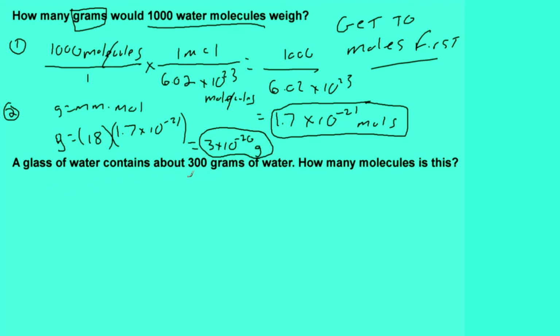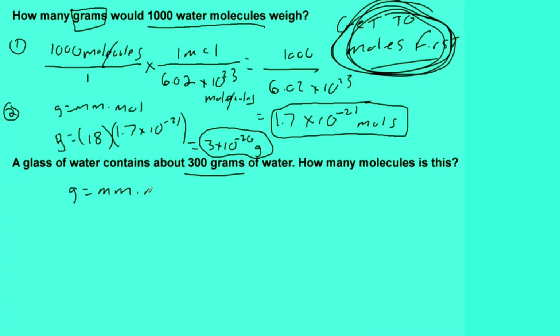We have a glass of water that has 300 grams. It's about a standard glass of water. How many molecules would this be? Okay, it's kind of interesting. 300 grams. Start there. What's the first thing we want to do? Get to moles first. All right, so here's our grams and mole formula. Plug in what you know. 300 grams. The molar mass of water is 18. Solve for moles.